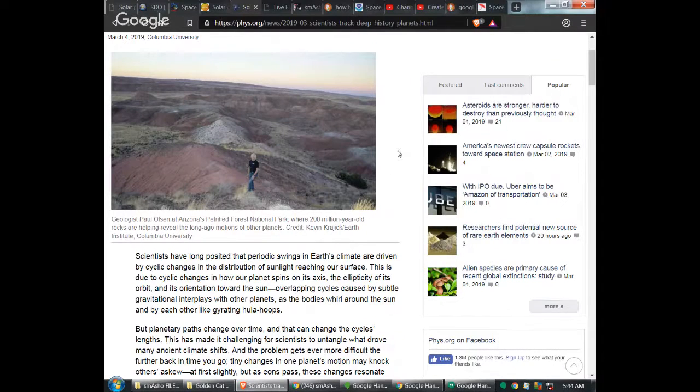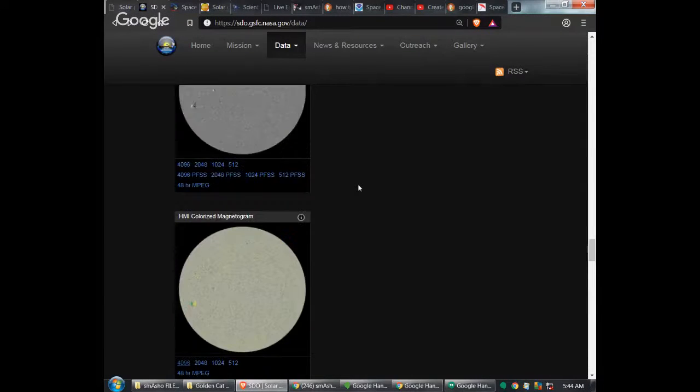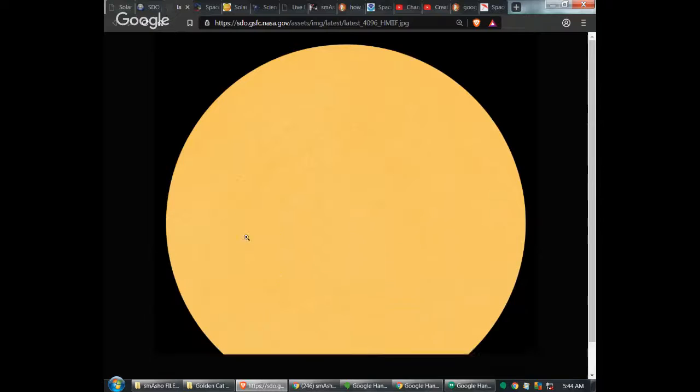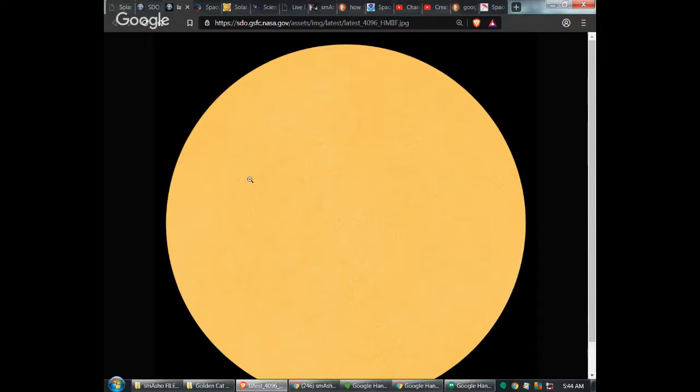And what else do we have? We got nothing. All right, so let's look at the intensity gram here and see if we see any umbra associated with those regions.